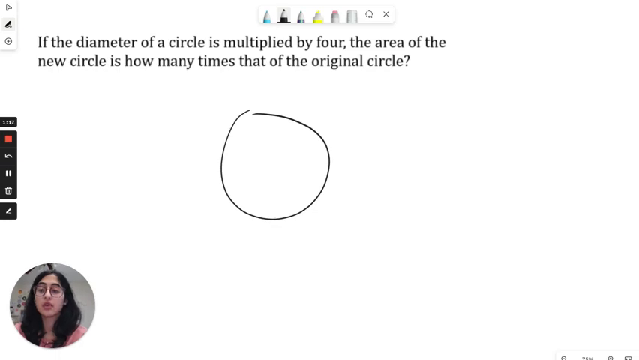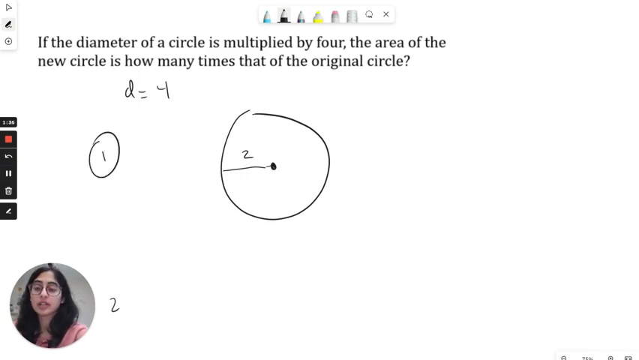Well, first we know the diameter of a circle is multiplied by 4. It doesn't specify a certain diameter. We can pick any diameter. So let's say the diameter is 4. That means, of course, the radius, which is half a diameter, is going to be 2. And this is our first circle. This is circle number 1.